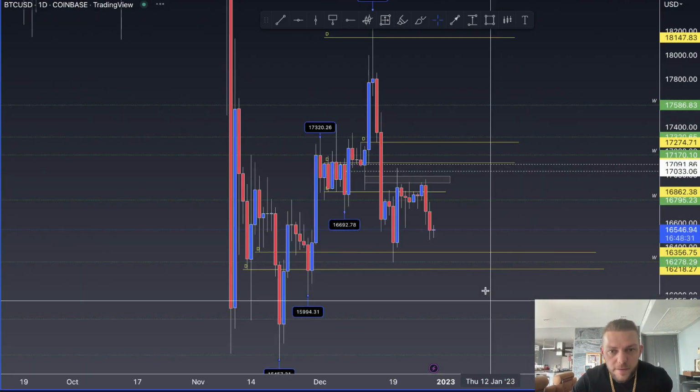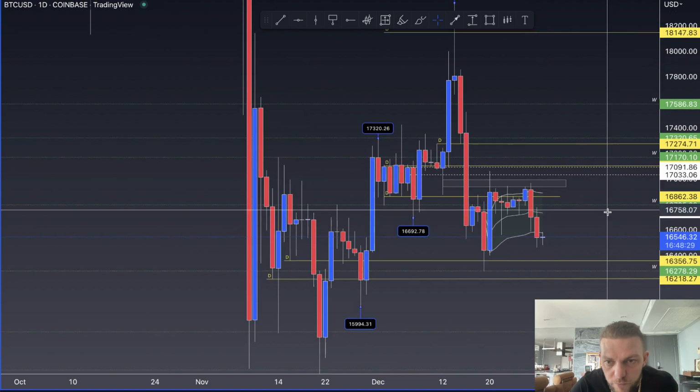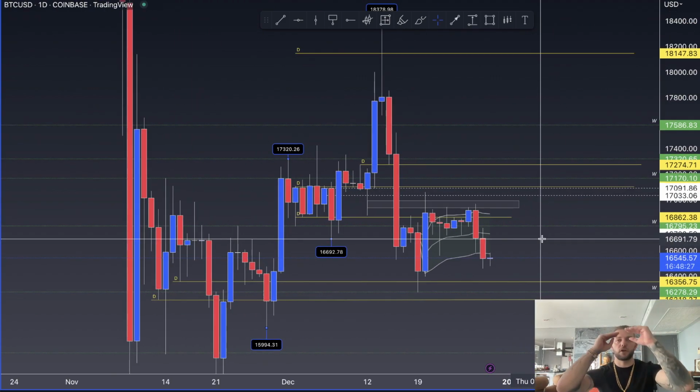Let's go back to the daily. Daily's looking okay. It would have to take something drastic for the price to pull back up, but I'm just following portion by portion, step by step. Super quality.